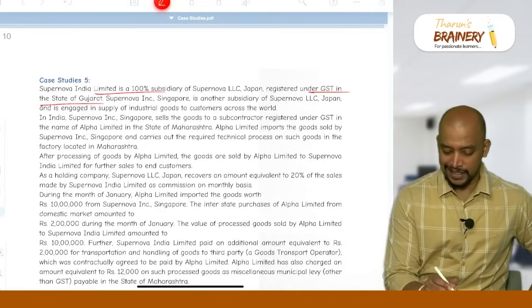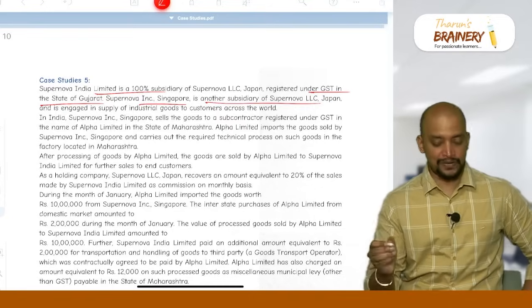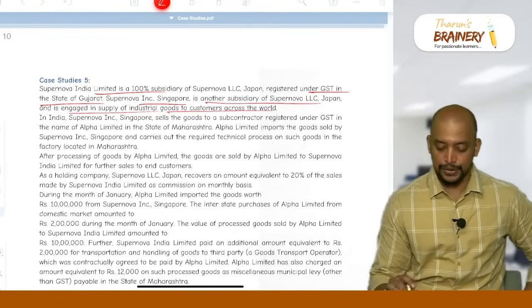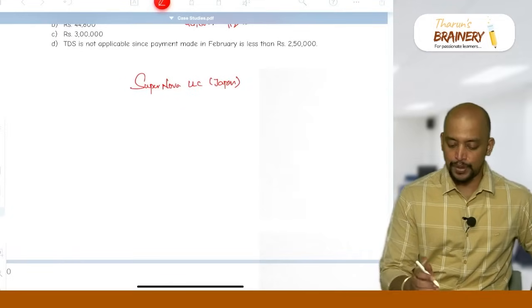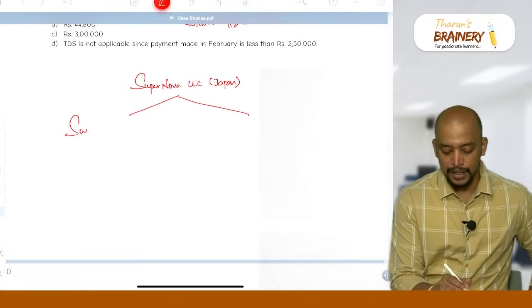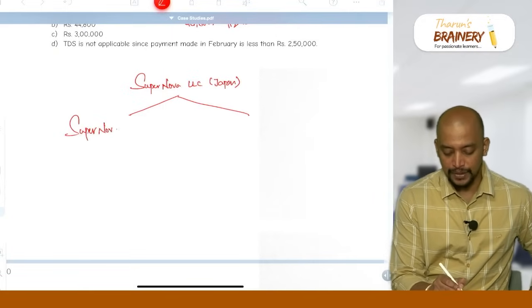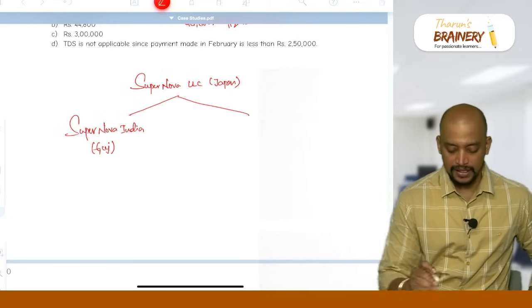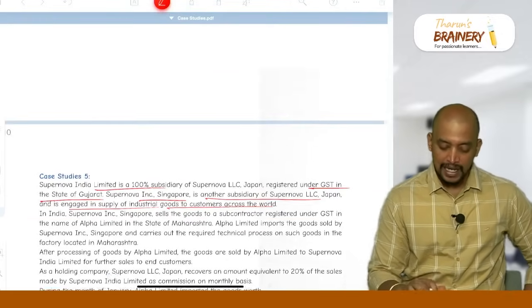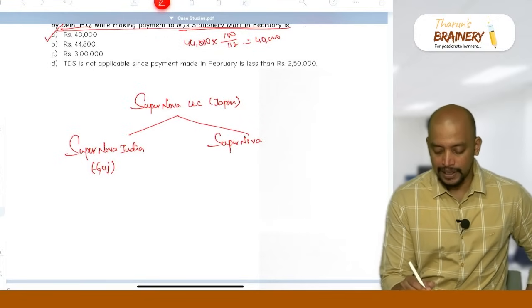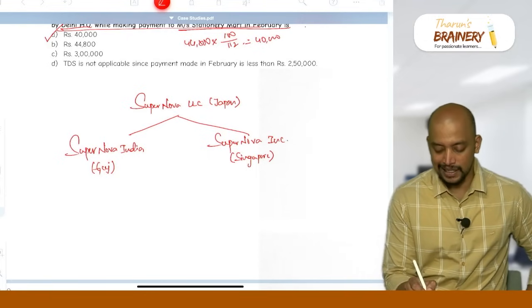Supernova Incorporation Singapore is another subsidiary of Supernova LLC Japan and is engaged in supply of industrial goods to customers across the world. So Supernova LLC Japan has 2 subsidiary companies: Supernova India, in Gujarat, and Supernova Incorporation Singapore. So this is another company.